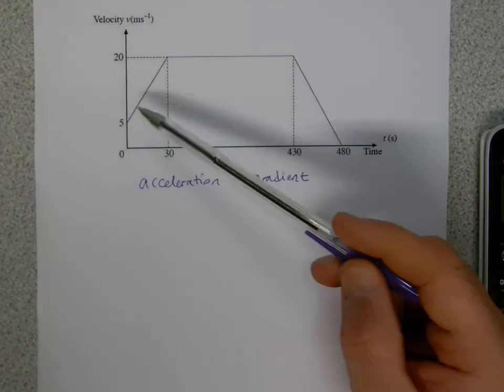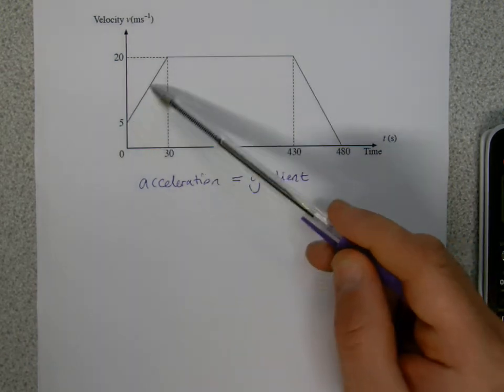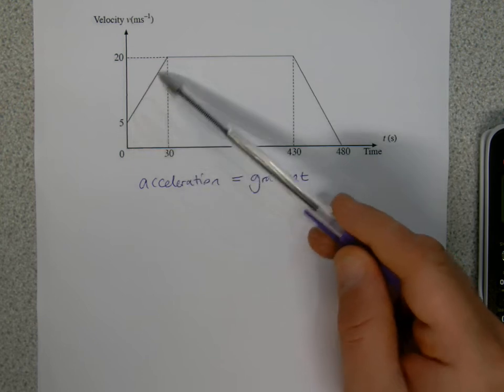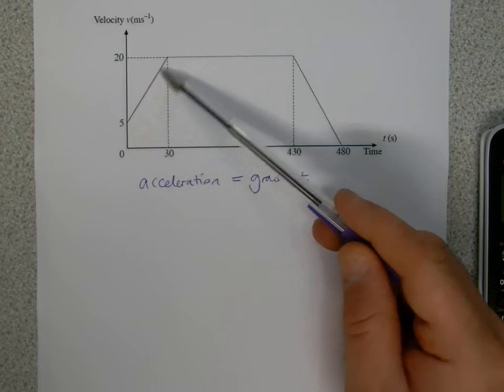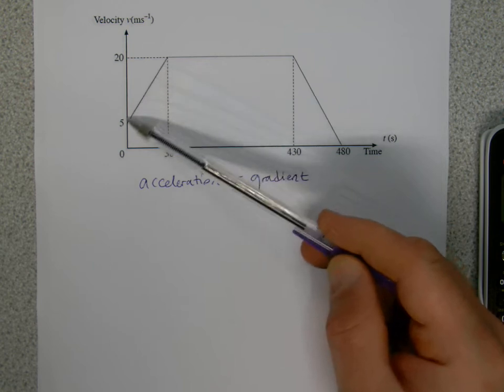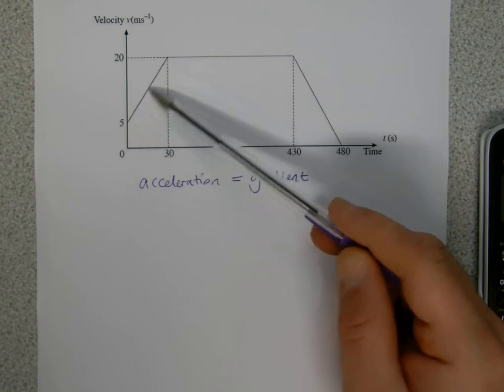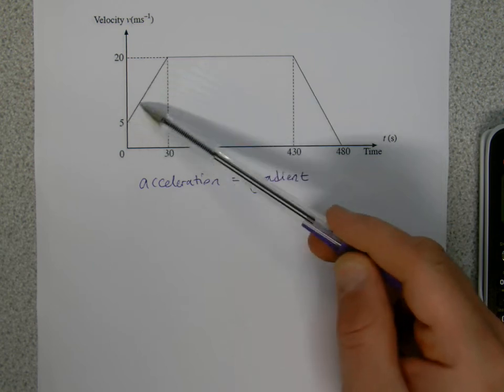But the good thing is the gradient at that point is the same as the gradient of this whole line, because it's a straight line, so the gradient is going to be the same all the way along there. So if we can work out the gradient of that line, we've got the acceleration. And the acceleration will be the same along all that line, and of course when t equals 10 around here.